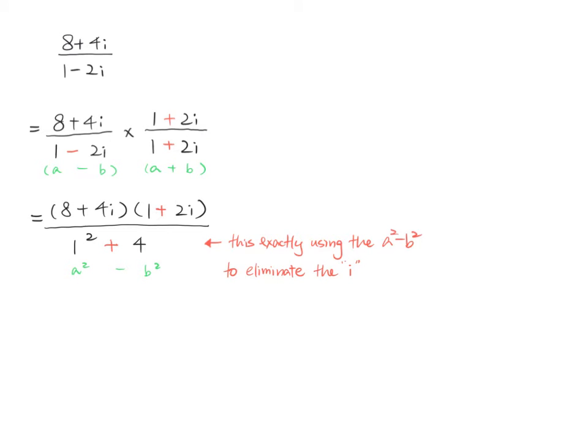With this way, we are able to use the identity of a squared minus b squared to actually eliminate the i in the denominator, because we don't like to see i in the denominator, just like how we rationalize a surd. So that's the reason why we always multiply by the complex conjugate on the denominator, because using that identity we can eliminate the i, and we do that every single time.